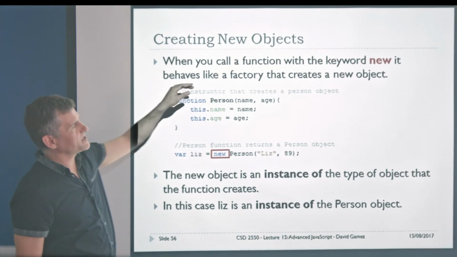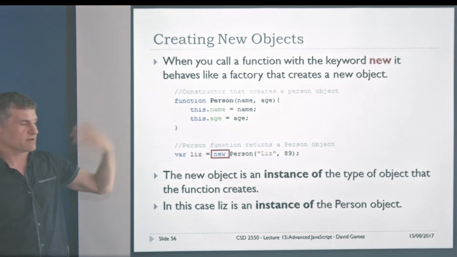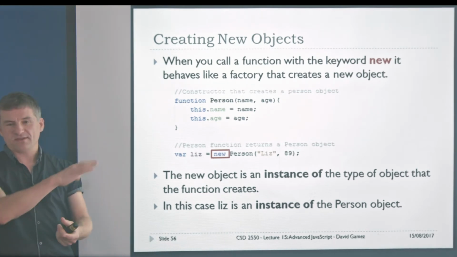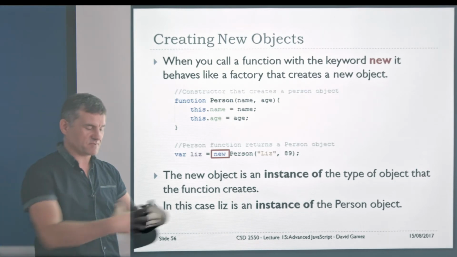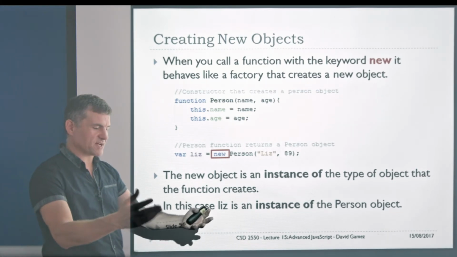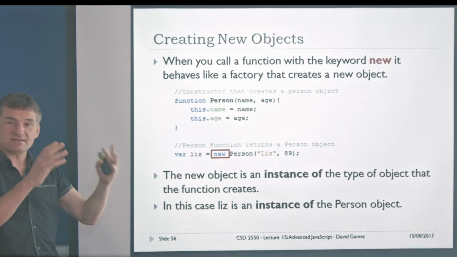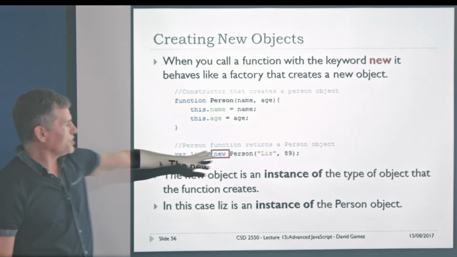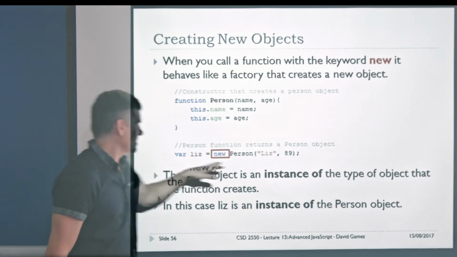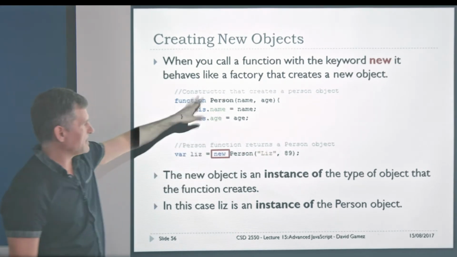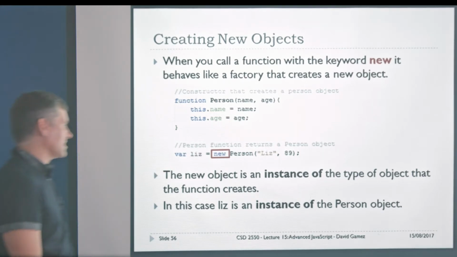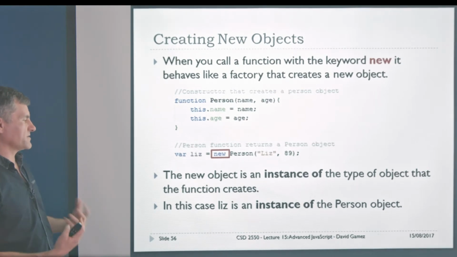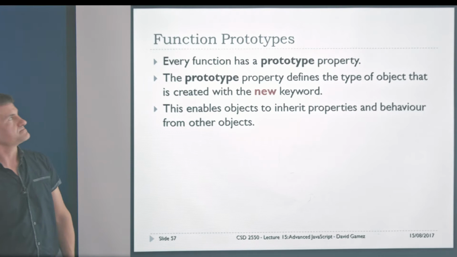As I said, when you call a function with the keyword new, it's behaving like a factory, like a rubber duck factory. You churn out all these identical rubber ducks, and if you chop the head off one of them, all the other rubber ducks don't lose their heads. The factory's produced 100 rubber ducks, I chop the head off one, and the other 99 remain, fully headed. So we've got the constructor here. We use new Person, and that creates a new object with a name and an age, returns it, and assigns it to the variable Liz in this case. The new object is an instance of the type of object that the function creates, so Liz is an instance of the Person object.